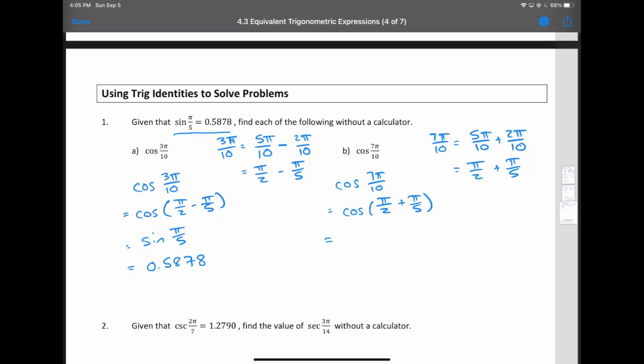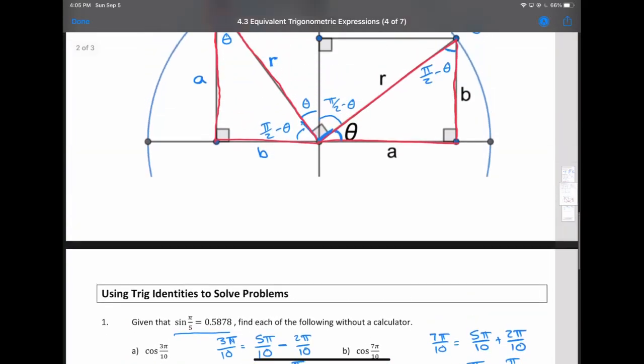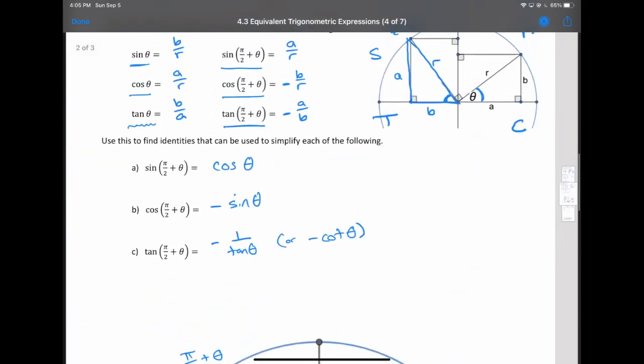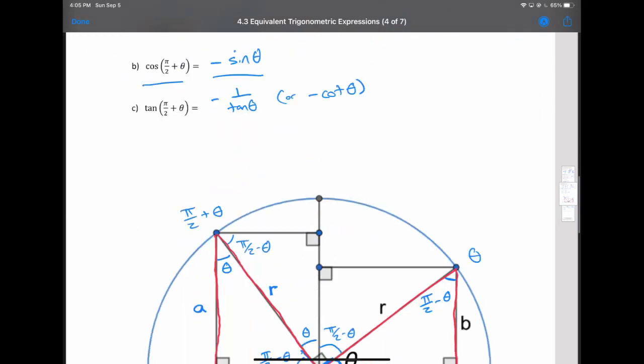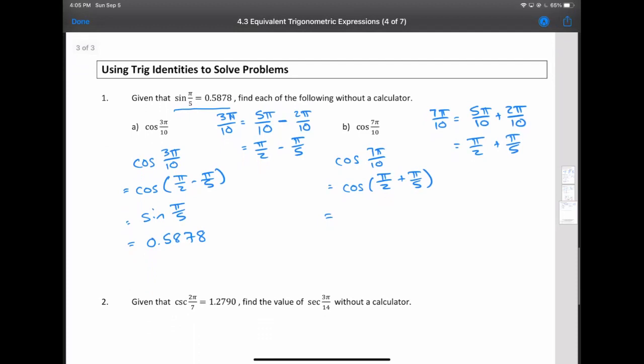And if we go back up just a little bit, cos(pi over 2 plus theta) equals negative sine theta. In this case, our theta just happens to be pi over 5. And that's just the negative of what we're given at the top there, so that's negative 0.5878.